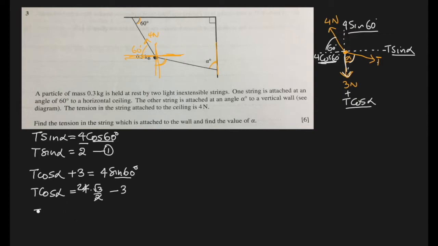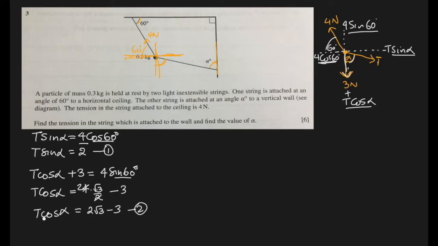So T cos alpha, if I use my calculator, T cos alpha becomes how much? 2 square root 3 minus 3. Let's not use the calculator, just 2 square root 3 minus 3. I will use the calculator later. This is equation number 2.